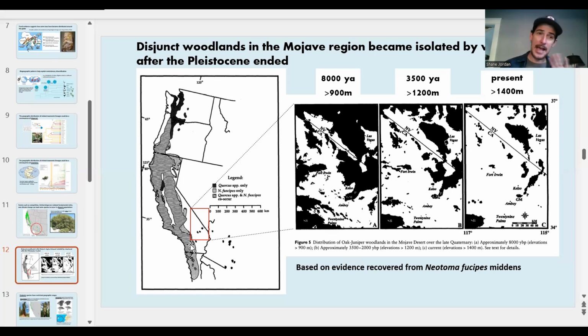Now, this hasn't happened to the species in other parts of their range, but in the part of their range that has been very much influenced by aridity over the last 10,000 years, vicariance has driven these populations to become smaller and smaller and smaller. And we call these, again, disjunct populations, such as we see here on the right.